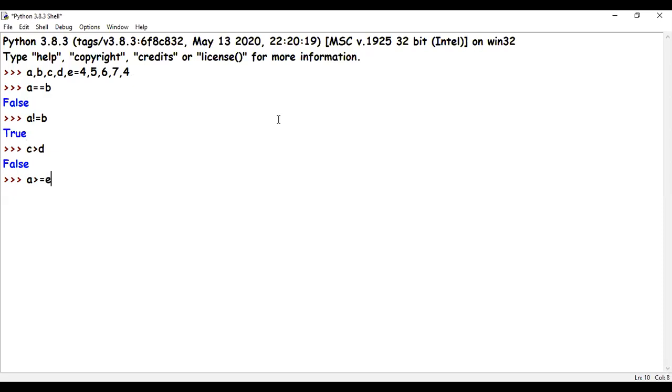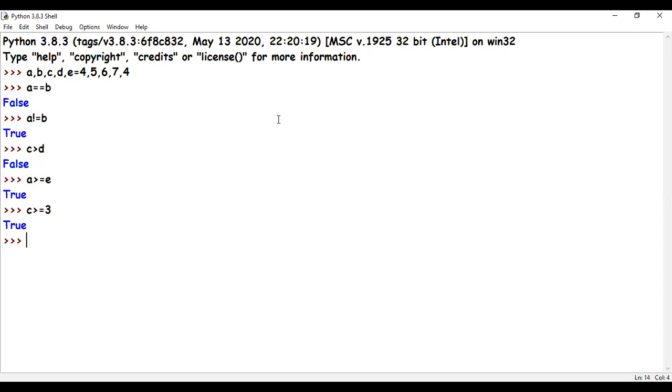A is greater than or equal to E. So it will tell me true because it is equal to. Let's put a number and check. Let's say C is greater than or equal to, what's the value of C? 6. Is 6 greater than or equal to 3? It's greater than 3. It will tell me true.